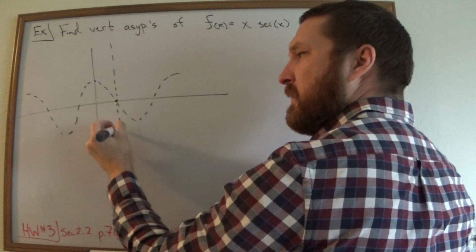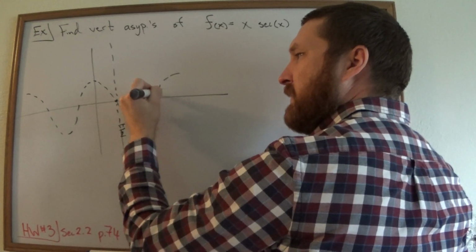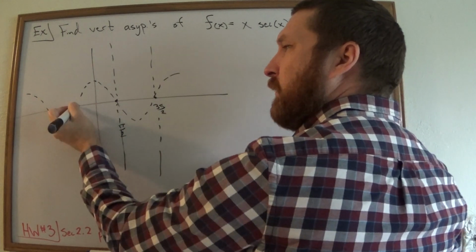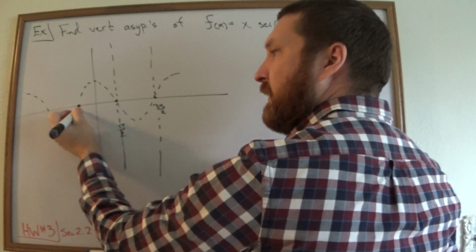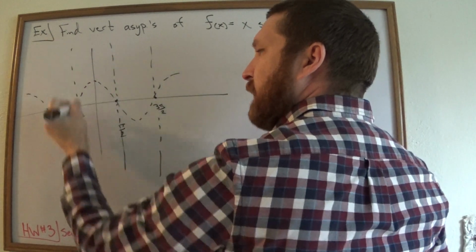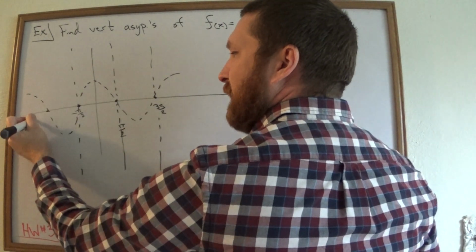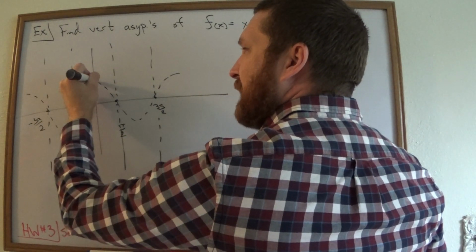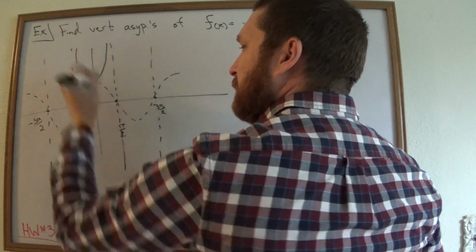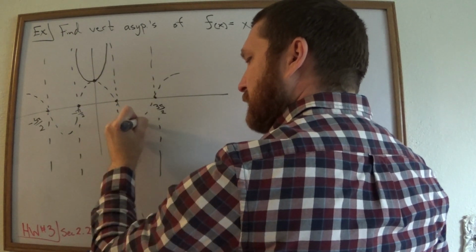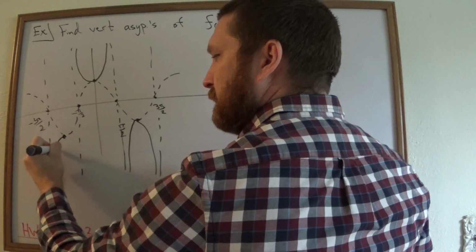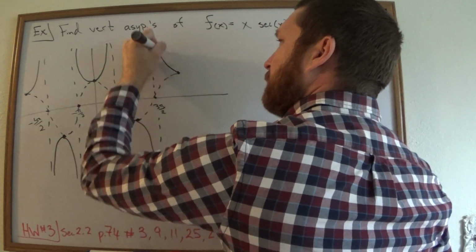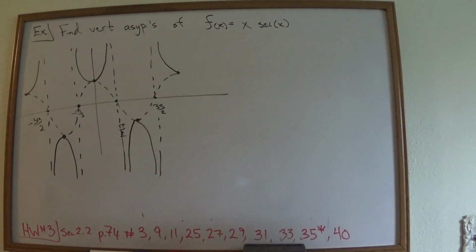Which number is this? Pi over 2. There's another one right here, which is at where? 3 pi over 2. So it's going to be infinite. And what about here? Negative pi over 2. And negative 3 pi over 2. Okay. And so secant looks like this. And so on forever. That picture repeating forever and ever.